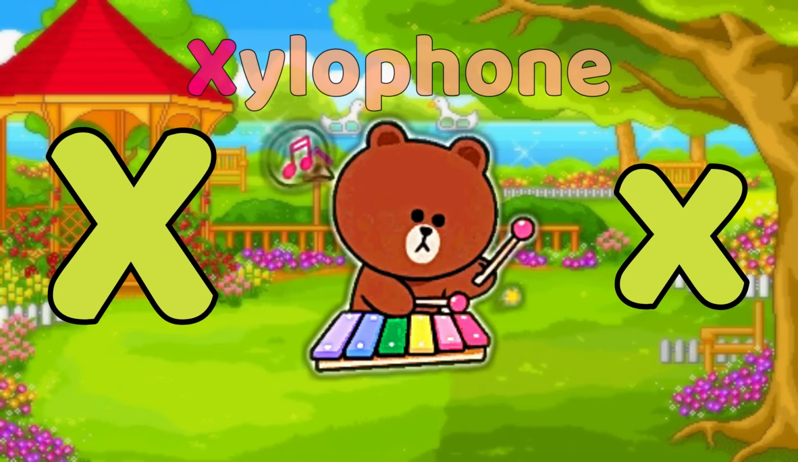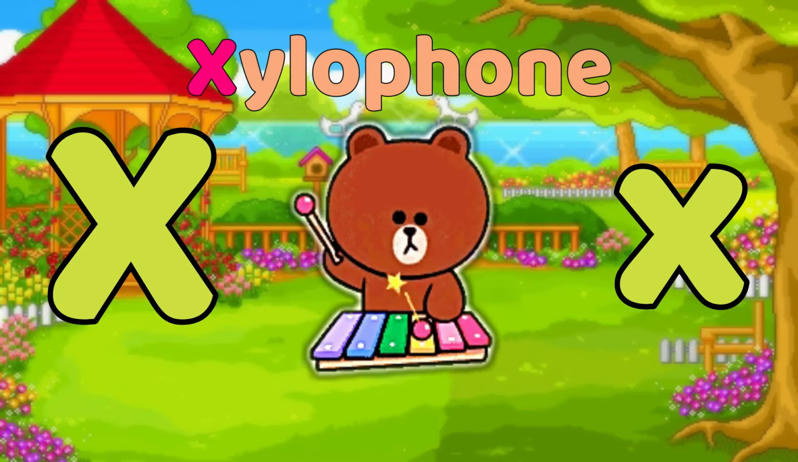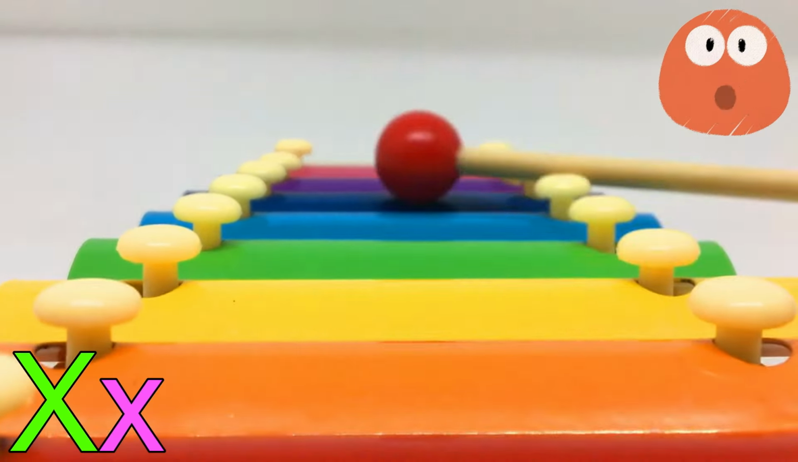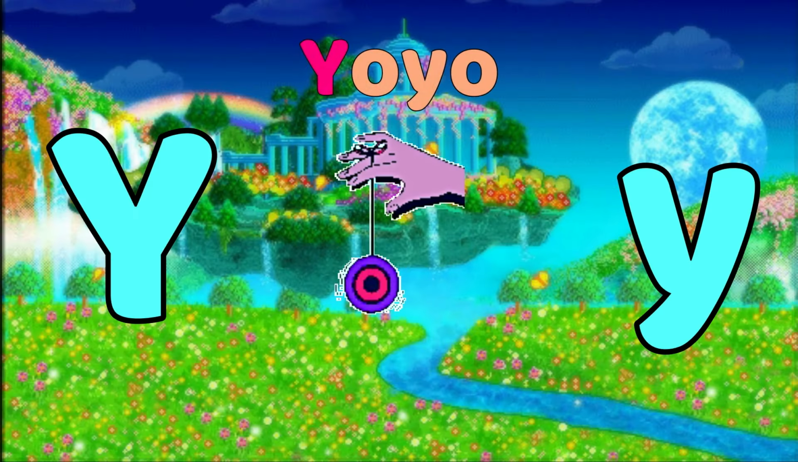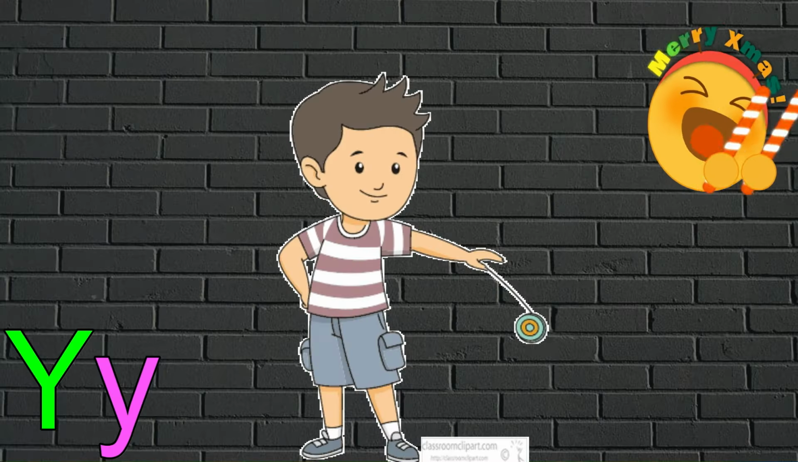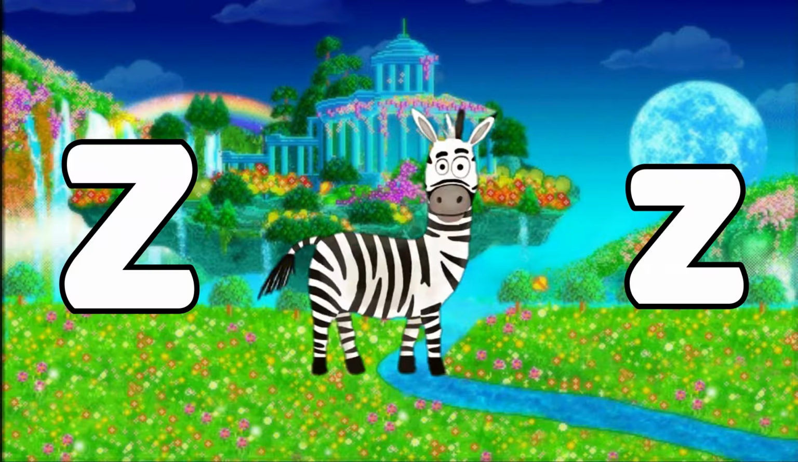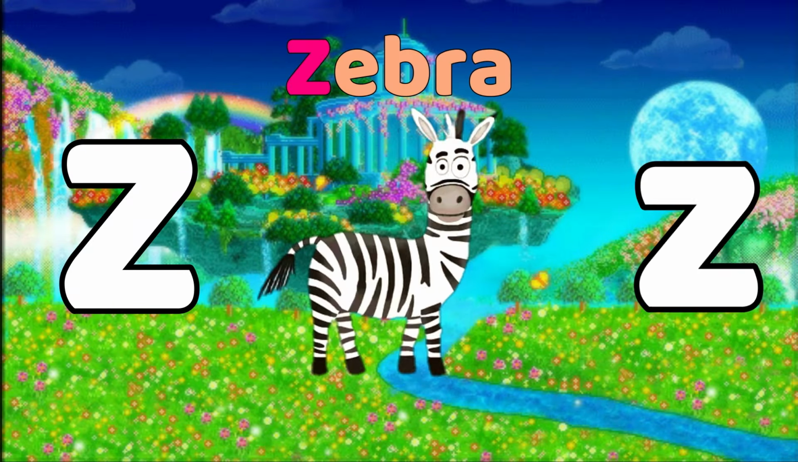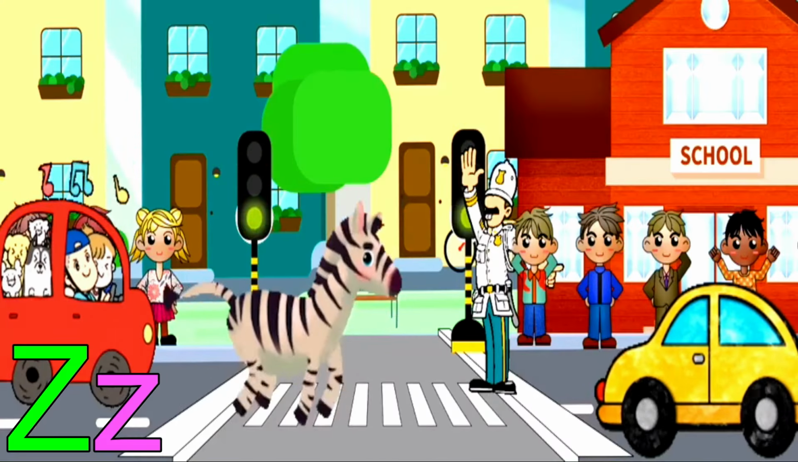Whale. X is for xylophone, z, z, xylophone, X, xylophone. Y is for yo-yo, y, y, yo-yo, Y, yo-yo. Z is for zebra, z, z, zebra, Z, zebra.